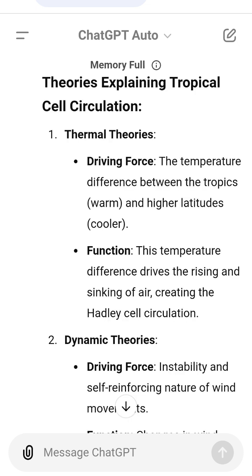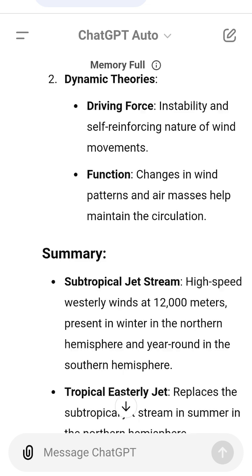Both thermal and dynamic theories explain the tropical cell circulation, with thermal theories focusing on temperature differences and dynamic theories on wind patterns and instabilities.